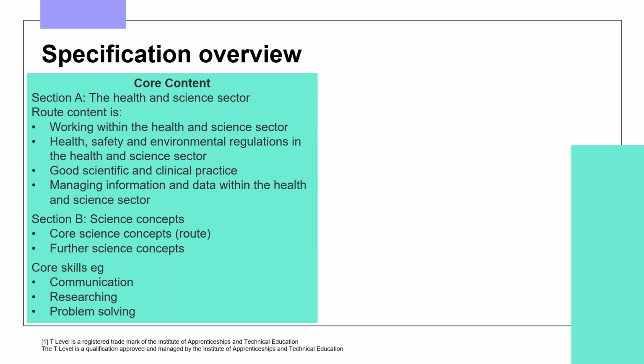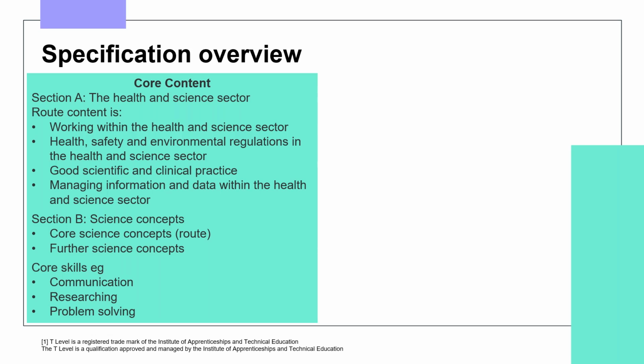So the specification itself can be divided into 2 sections: the core component, which is shown on screen now, and the occupational specialism content. So the core content is further subdivided into 3. Section A, all about working in the health and science sector. Section B, the scientific knowledge, concepts and understanding of biology, chemistry and physics, and the core skills. So this core content and skills form the foundations that the occupational specialism content and skills is built upon.